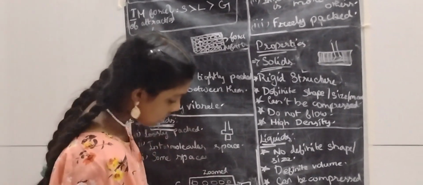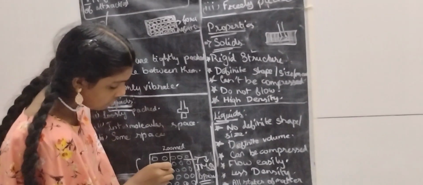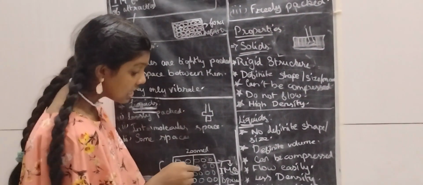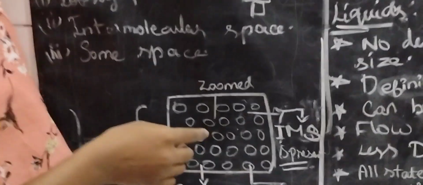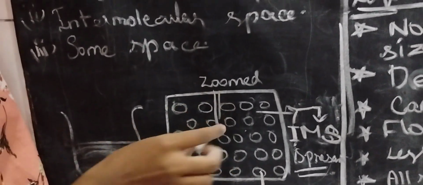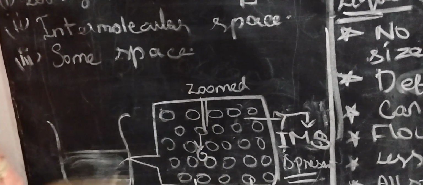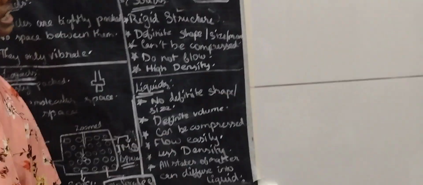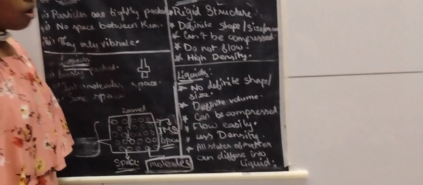So if we put pressure here, this molecule will go into this intermolecular space. Inside this intermolecular space, one will go inside. If we put pressure here, this molecule will move here. So it can be moved easily. That is why it can be compressed. So now let's go to the next property.